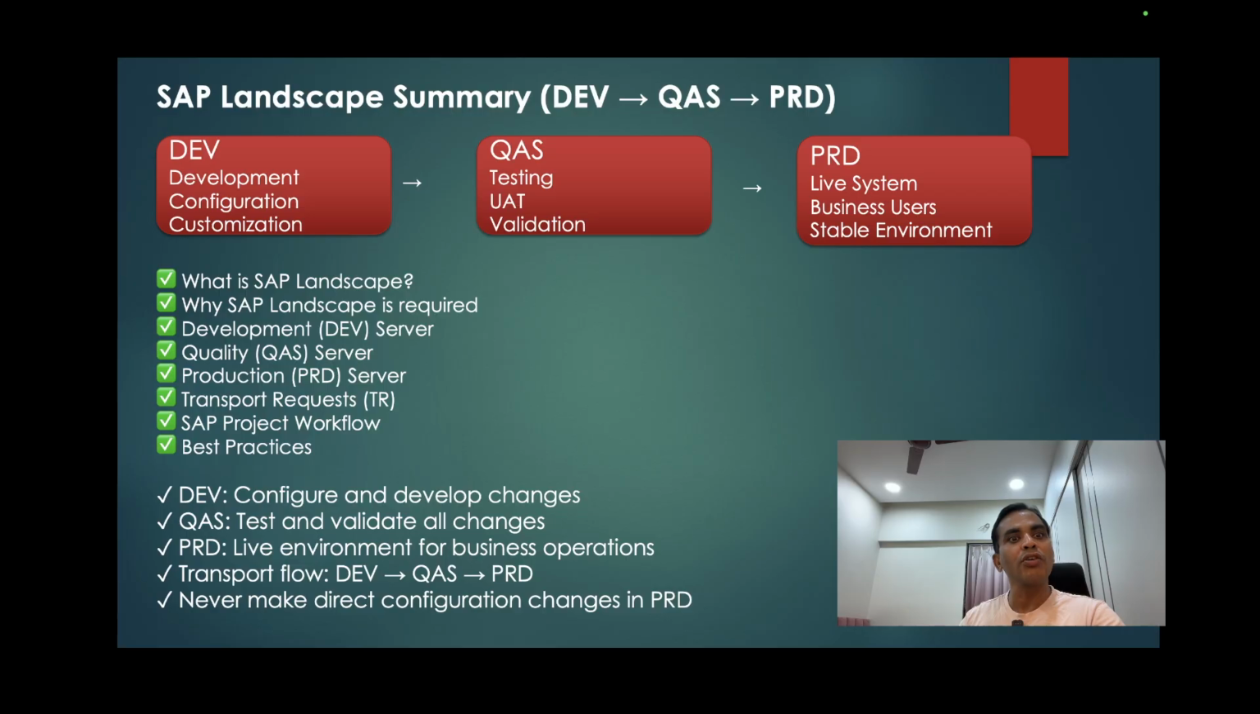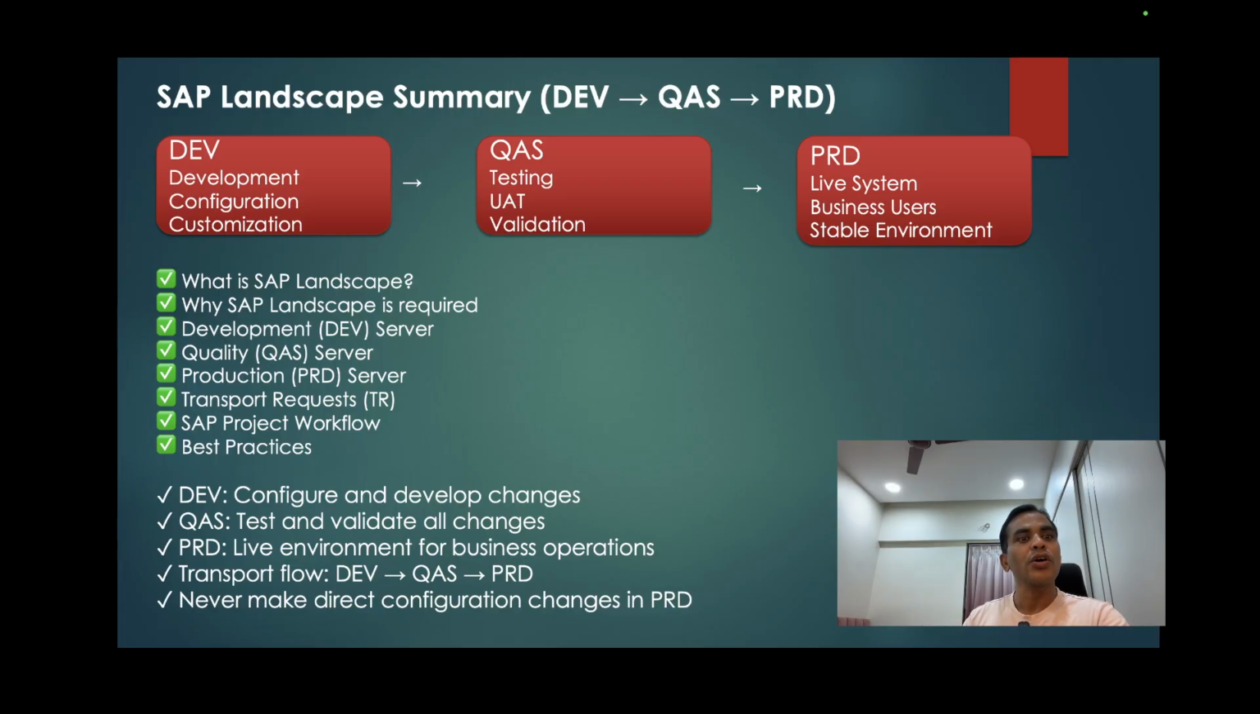Now the next point is the transport request. What does a transport request mean? A transport request basically captures the configurations and whatever changes you made. You develop in the development system, and you need to capture that. Once you capture the development and configuration, you move it to the quality system, and after testing it, you move it to production. This is how the data flow of the landscape works in the real environment.